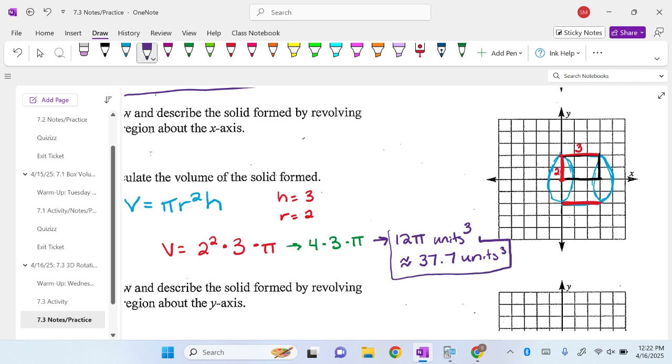So we had our real answer, and then we also had our approximate answer. I would take either one. But if I ask for the exact, leave it in terms of pi. If I ask for an approximate, put it in your calculator, give me a decimal. All right. Any questions on that?